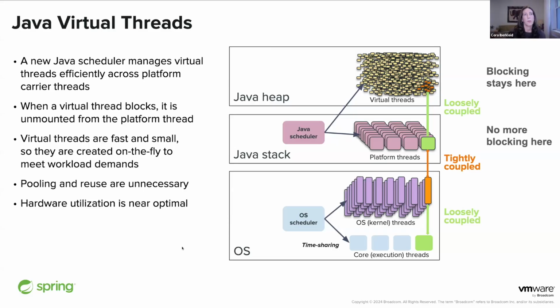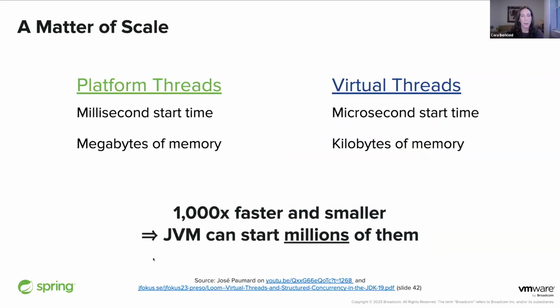So, how much faster, how much lighter are these? Virtual threads are orders of magnitude faster than platform threads. You can see here microseconds to start instead of milliseconds, kilobytes instead of megabytes. So the JVM can literally start millions of them. And this gives you the illusion of nearly infinite concurrent threads, even though your code is technically still blocking on those virtual threads.